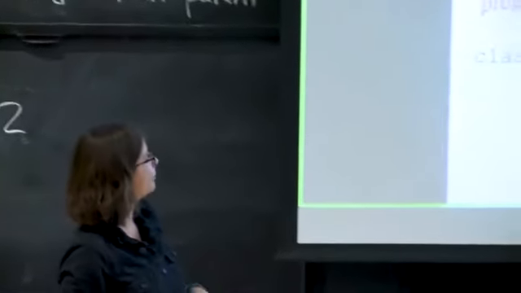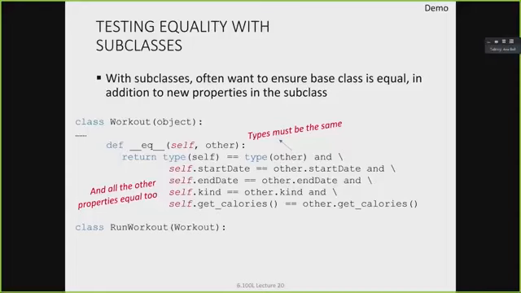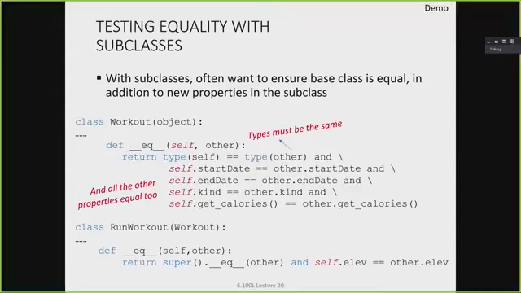And in run workout, I'm going to override the equal method, but I'm going to do it in a very modular Pythonic way. I'm going to say that a run workout is going to be the same as another workout if everything in my parent is the same.